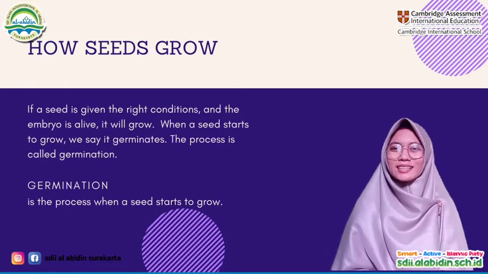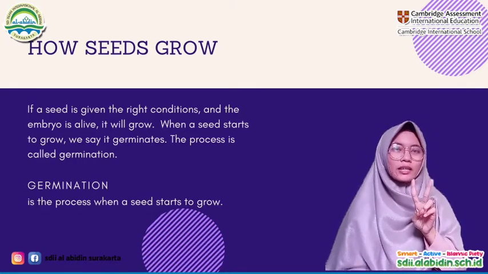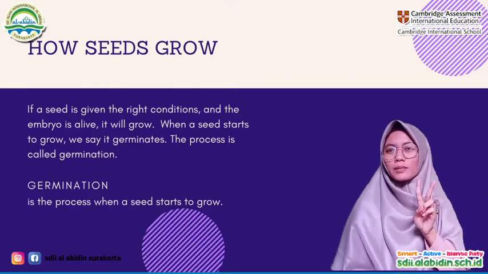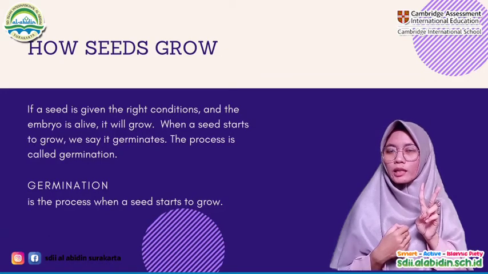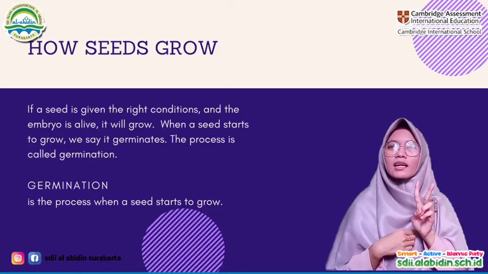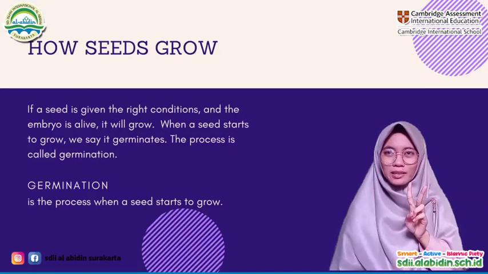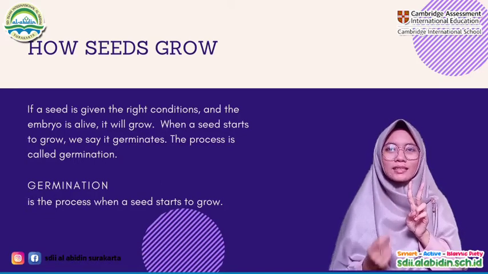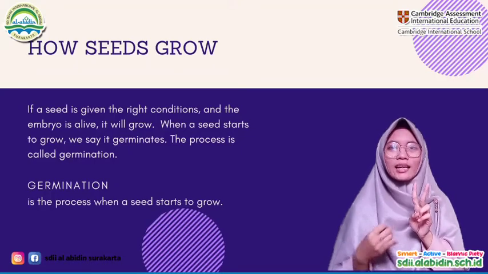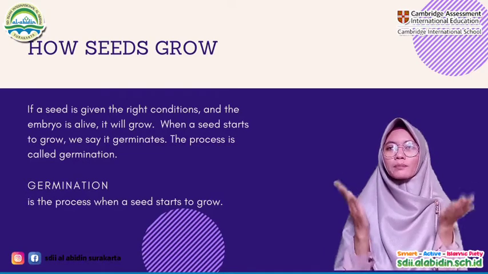Okay, now let's discuss how seeds grow. Actually, there are two factors. The first is when the seed is given the right conditions, for example, you put it into good soil and you give it water and fertilizer. The second factor is when the embryo is still alive. When the seed gets both factors, the right conditions and a living embryo, the seed can grow up well.